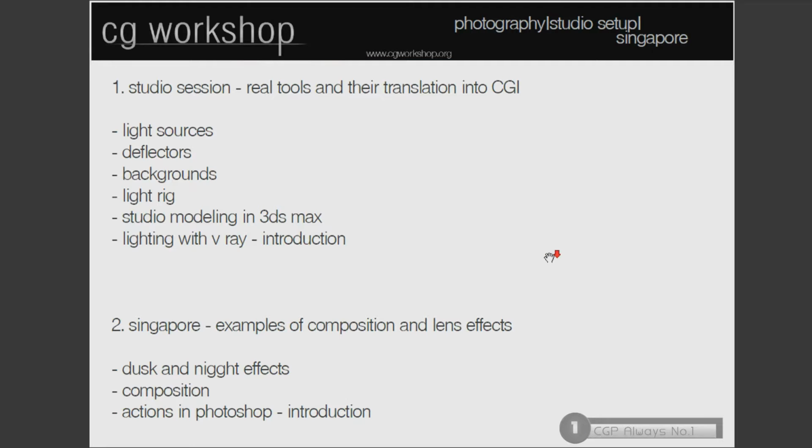Let's go ahead with this presentation, and today I'd like to show you two things actually. First, the studio session. So we have the real tools, and I'd like to talk about some elements we can find in a studio and work out with them in 3ds Max. So we'll have light sources, some deflectors and blends, of course backgrounds. I'd also like to mention the light rig, and we'll try to model some lights and studio elements in 3ds Max, which will be a basic introduction to lighting for the second lecture.